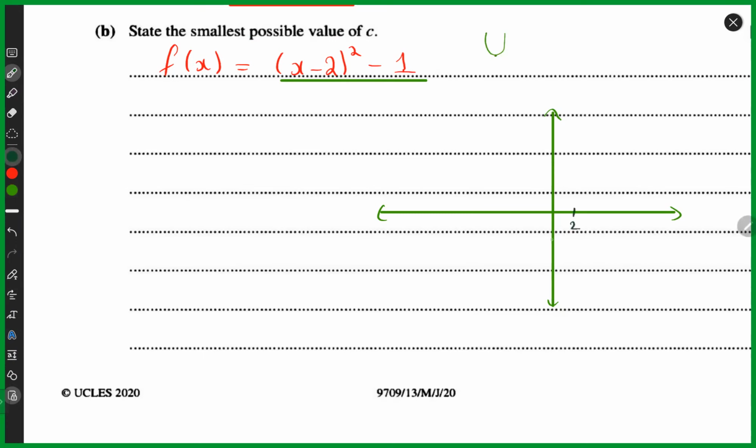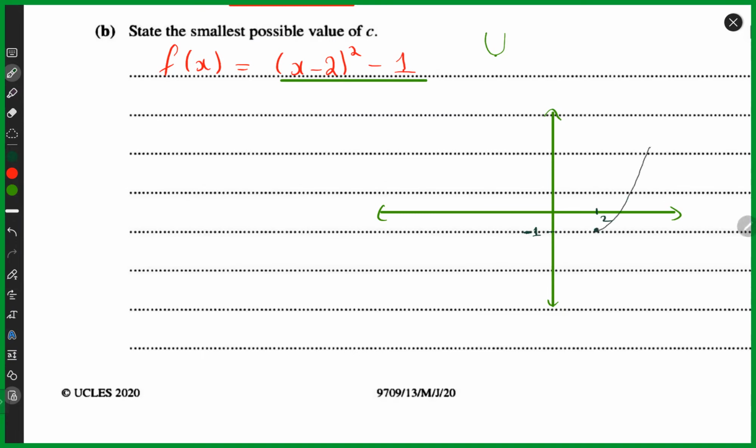And let's say this is 2. And this point is -1. So I can just write down the, I can make the minimum point here. Okay, now just make a rough graph according to your convenience. This would be a minimum point.